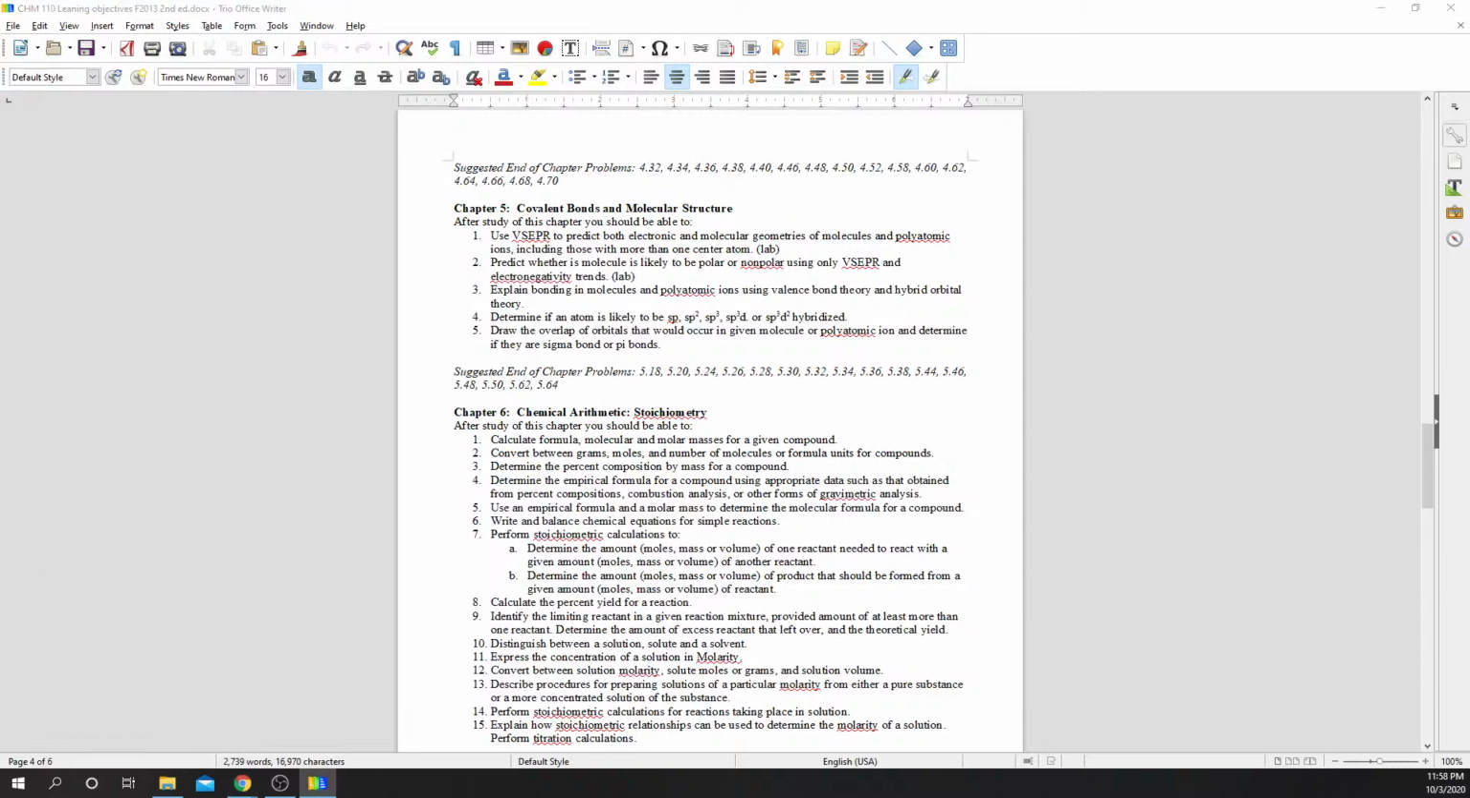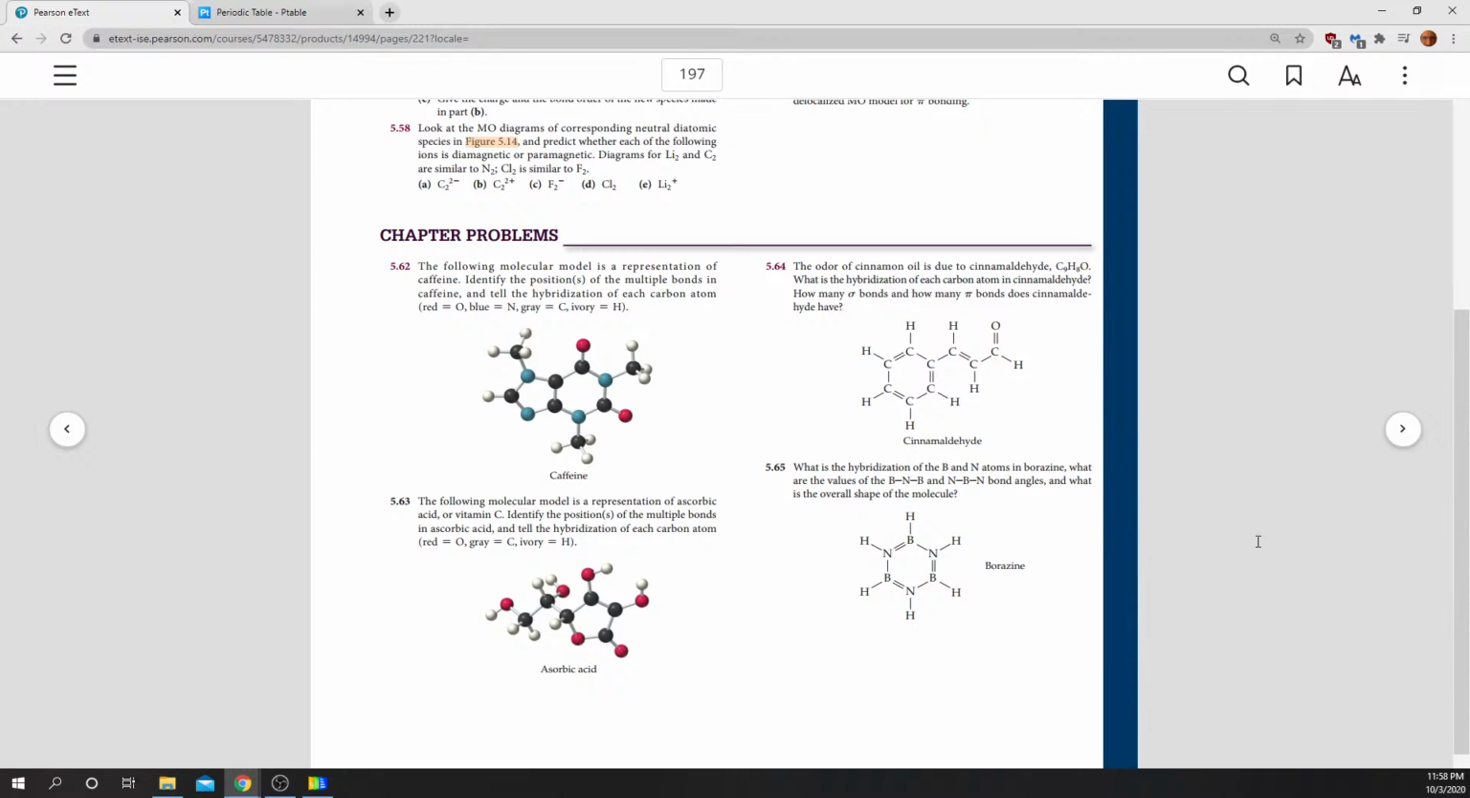And finally, number 64. The odor of cinnamon oil is due to cinnamaldehyde, C9H8O. What is the hybridization of each carbon atom in cinnamaldehyde? How many sigma bonds and how many pi bonds does cinnamaldehyde have? All right, so every single one of these carbons has 3 electron domains. Every single one of these carbons is sp2 hybridized. Just because you see so many, all these double bonds floating around.